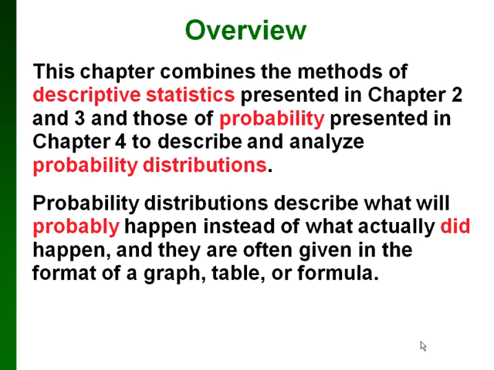So in this chapter, we're taking the methods of descriptive statistics that we talked about in chapters 2 and 3, and also the probability ideas that we talked about in chapter 4. We're combining those two and coming up with probability distributions. So a probability distribution describes what will probably happen instead of what actually will happen or what did happen. And probability distributions are usually given in the form of a table, but they can also be represented as a graph or by a formula.